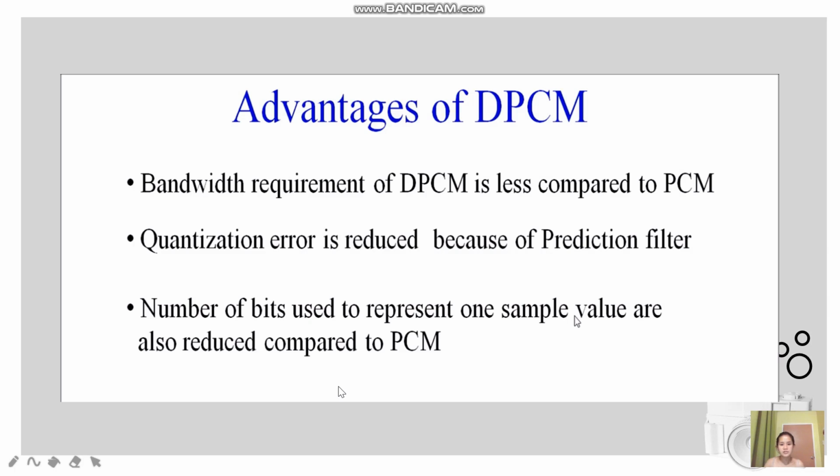And for the advantages of DPCM, the bandwidth requirement of DPCM is less compared to PCM. And quantization error is reduced because of the prediction filter. The number of bits used to represent one sample value is also reduced compared to PCM.